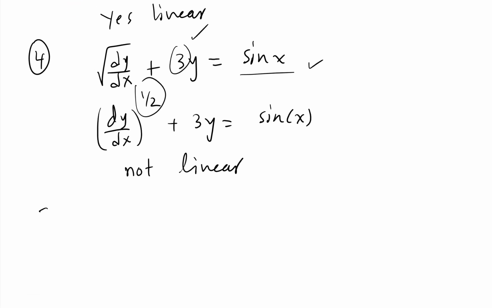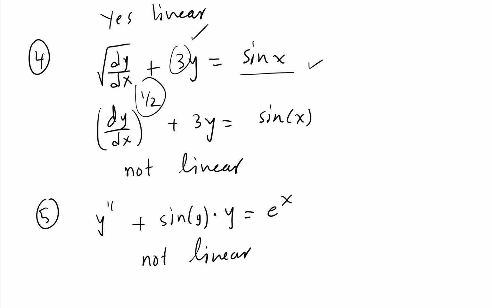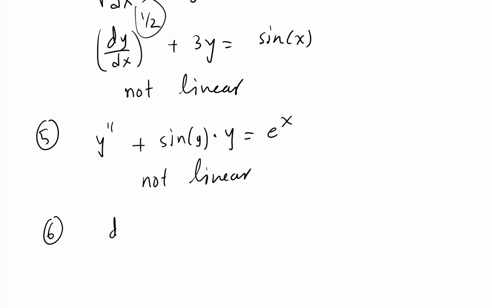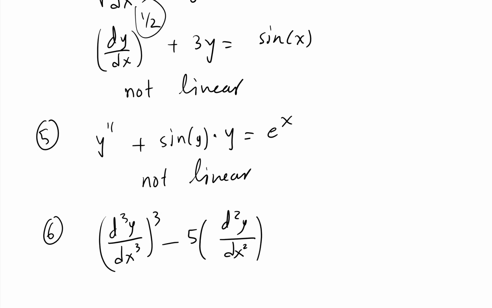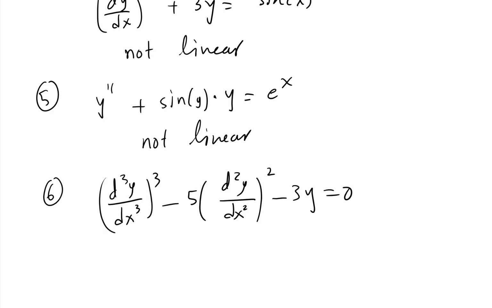Another example: y double prime plus sine y, or sine of y times y, is e^x. This is not linear because of sine y. It has to be only in terms of x. How about another one, number 6: (d cubed y/dx cubed) all to the third power minus 5 (d squared y/dx squared) all to the second power minus 3y equals 0. Notice the coefficients in the front are fine, but the powers are not. So not linear.